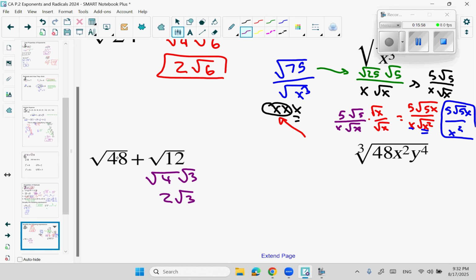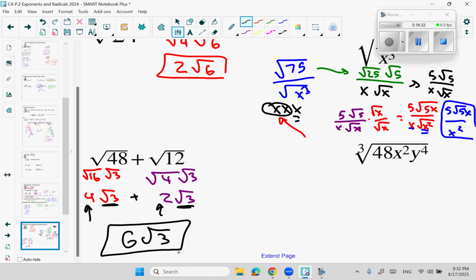48 I could break down as 16 and 3. So square root of 16, square root of 3, that would be 4 square root 3. And because now my radicals are the same, I can just add the numbers. 4 plus 2 gives me 6 square root 3.